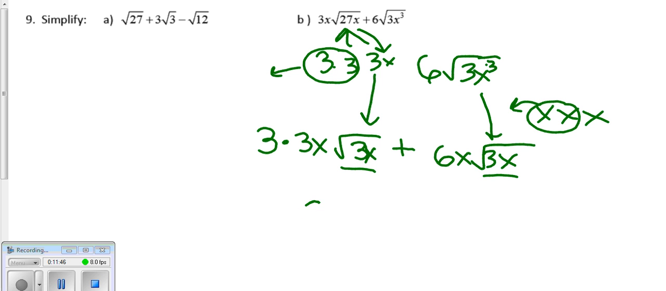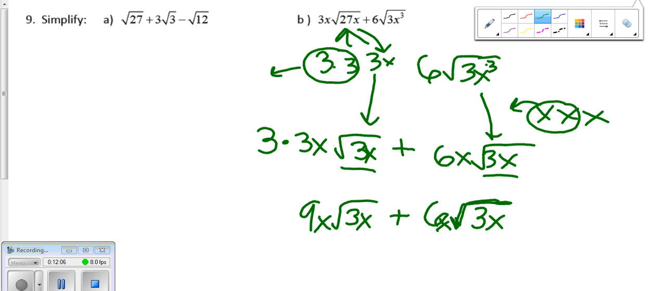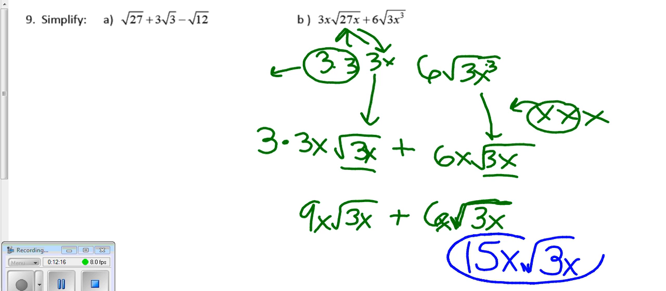So 3 times 3x is 9x times the square root of 3x plus 6x times the square root of 3x. Okay, and we're just going to add the coefficients, or the terms in the front. So 9x plus 6x equals 15x. So our answer is 15x times the square root of 3x. And that is your simplified answer. Remember, we can't put this in the calculator because we don't have a value for x.